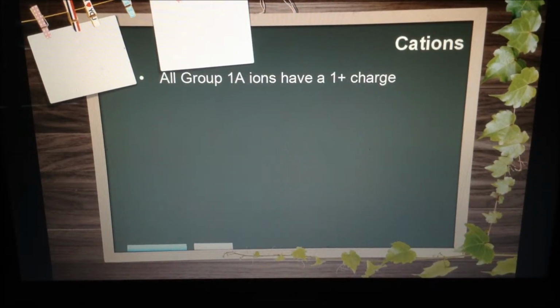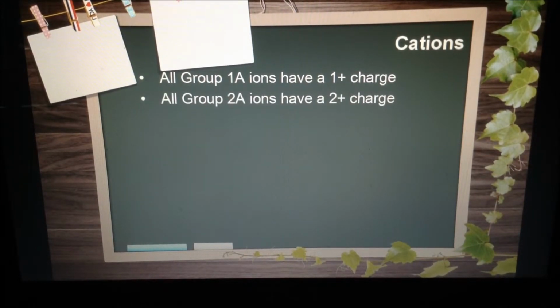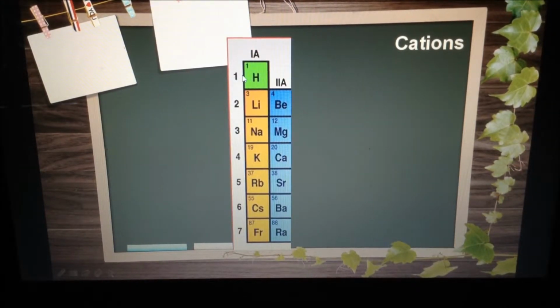If you look at the periodic table, the ones that are going to be cations are going to have group 1A, 2A, and 3A. So things like hydrogen, lithium, sodium, they are metallic elements, so they tend to lose valence electrons and form cations.